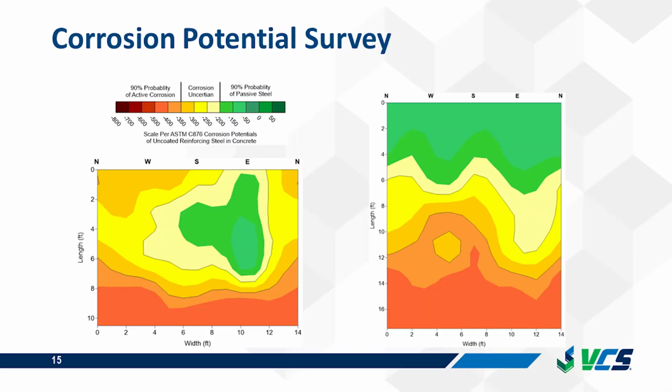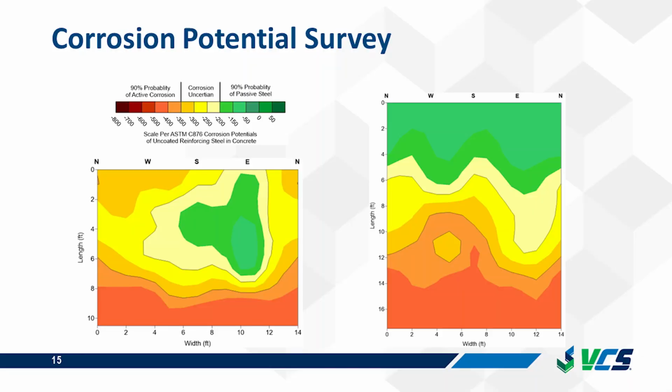ASTM C876 provides an interpretation table for the potential measurements, which you see here. So ASTM says that anything that is more electropositive than negative 200 millivolts is at 90% probability of having passive steel, and anything more electronegative than negative 350 millivolts is at 90% probability of active corrosion. And between these two values, the probability of corrosion is uncertain.